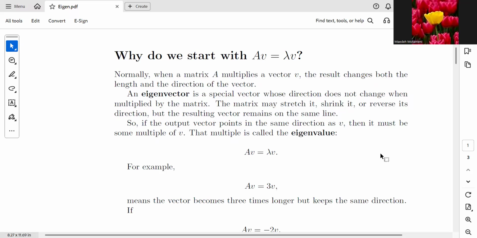Hello, everyone. Based on what you wrote on discussion groups, I tried to write down some illustrations about eigenvalues and eigenvectors, and I hope it helps.